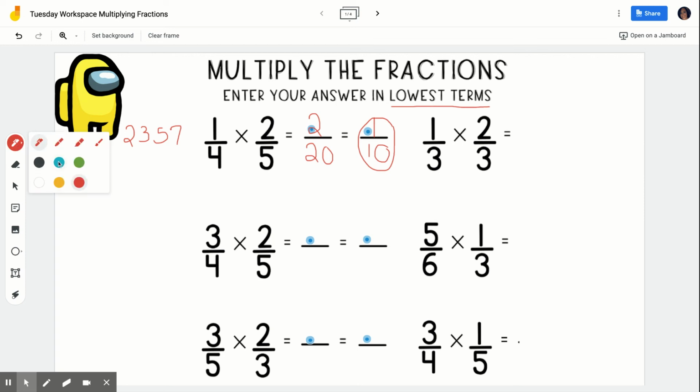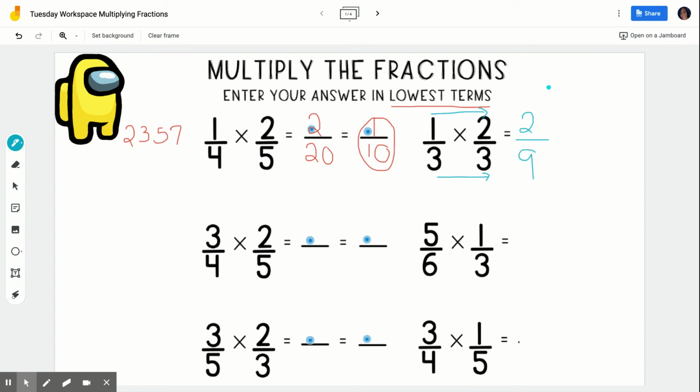Okay, let's take a look at one more. Again, let me switch colors just so we know this is the next example. Okay, so we're going to use the strategy of multiplying straight across the numerator. 1 times 2 is 2. And then straight across the denominator, 3 times 3 is 9.